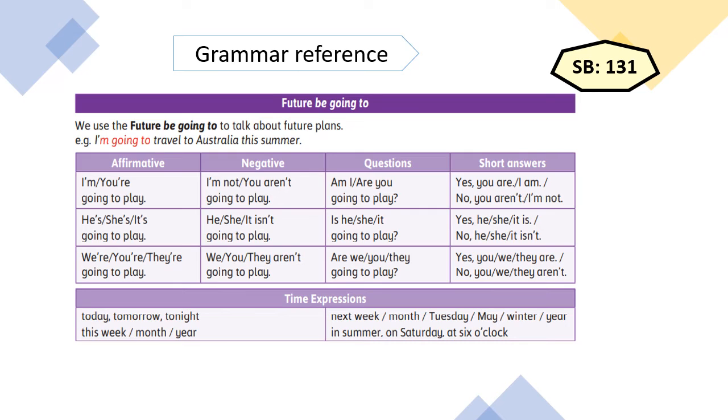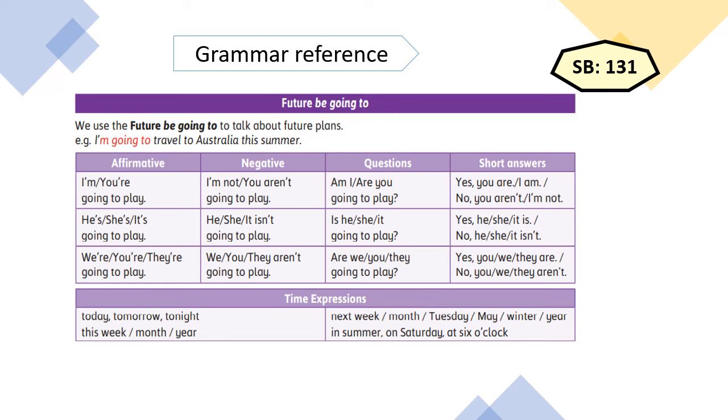What about the time expressions? How do you know whether this action or event will be in the past or in the future? You are going to use: today, tomorrow, tonight, this week, this month, this year, next week, next month, next Tuesday, next May, next winter, next year, in summer, on Saturday, at 6 o'clock. All of these talk about the future, what you are going to do.